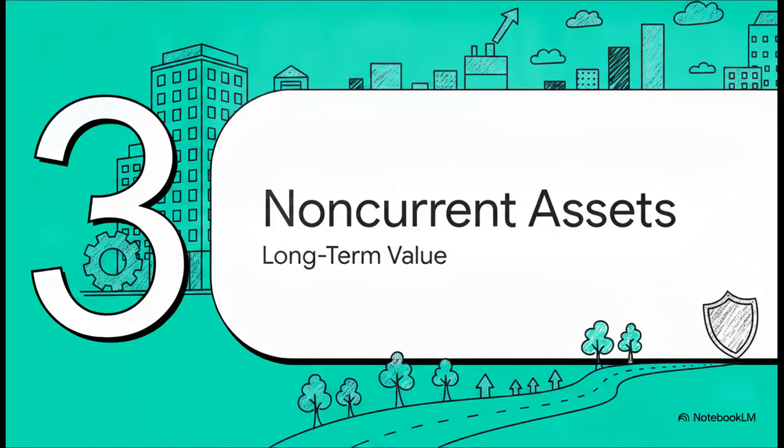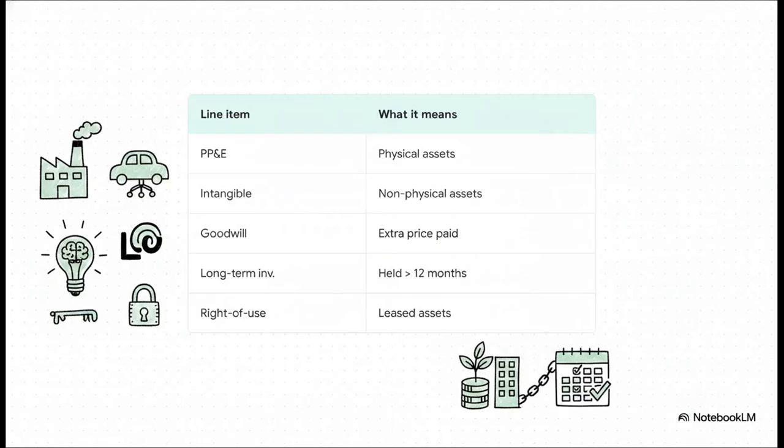All right, Section 3, non-current assets, long-term value. Looking beyond that 12-month horizon, we find the long-haul resources that truly build the business foundation. These are the heavy lifters. We have property, plant, and equipment, or PP&E. That's your factory buildings, your office furniture, your company cars. Next, we have intangible assets. These are non-physical items with long-term value.